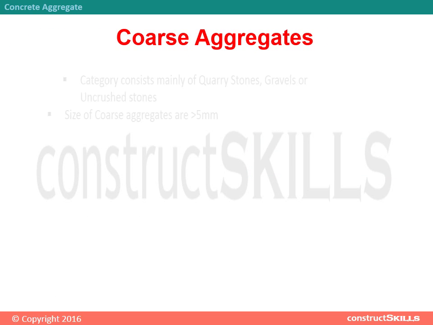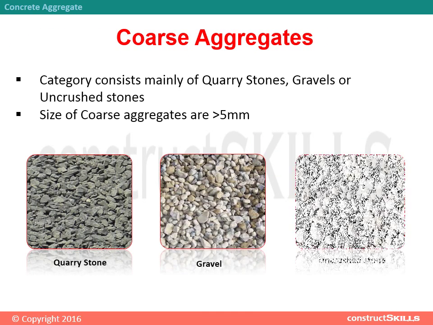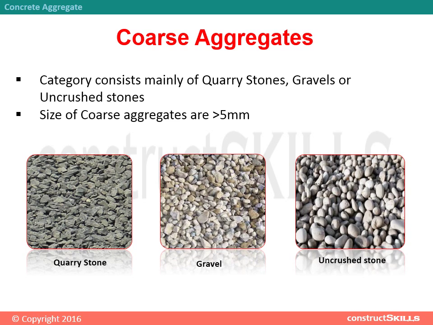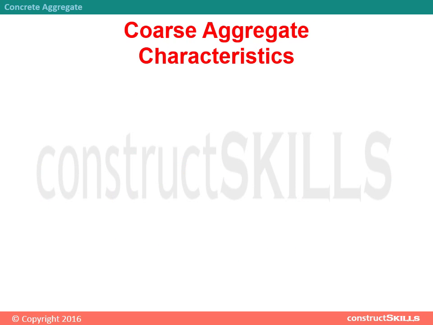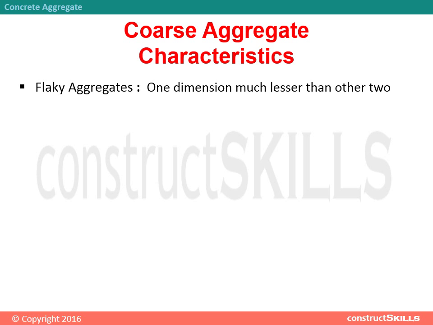Coarse aggregates. This category consists mainly of quarry stones, gravels or uncrushed stones. The size of coarse aggregates is greater than 5 mm. Coarse aggregate characteristics.